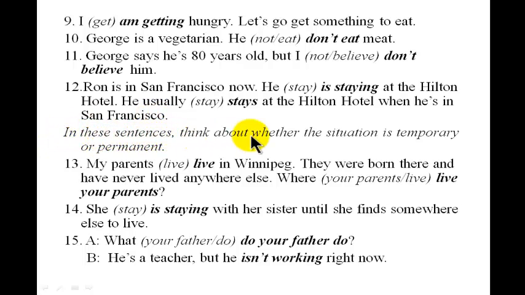In these sentences, think about whether the situation is temporary or permanent. My parents live in Winnipeg. They were born there and have never lived anywhere else. Where do your parents live? She is staying with her sister until she finds somewhere else to live. What does your father do? He's a teacher, but he isn't working right now.